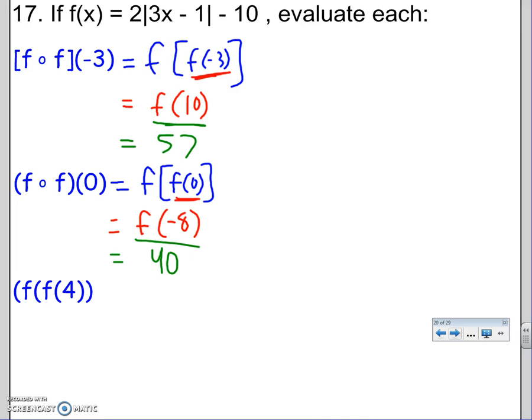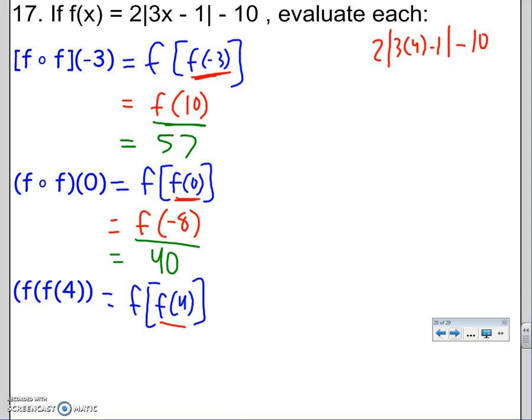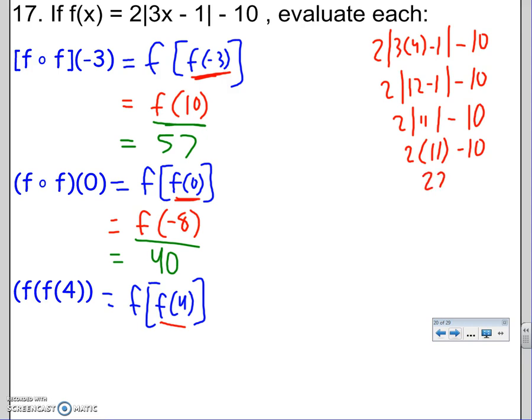Again, they look different. They all mean the same thing. This just means f of f of 4. I'll just write it a little nicer. So we're going to figure out what f of 4 is first. Plugging 4 for x in equation f. 2 times the absolute value of 3 times 4 minus 1, minus 10. 2 times 12 minus 1, minus 10. Work on the inside, 11. Comes out positive 11. I multiply 2 times 11 is 22, minus 10 is 12. So I now know that this turns into f of 12.